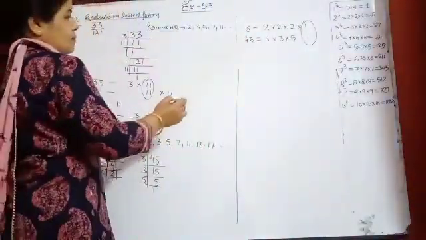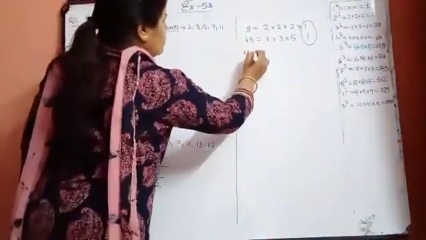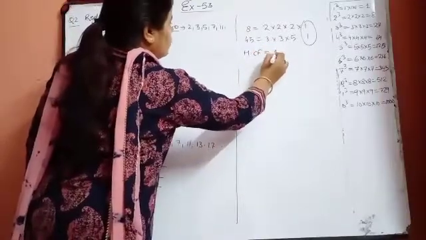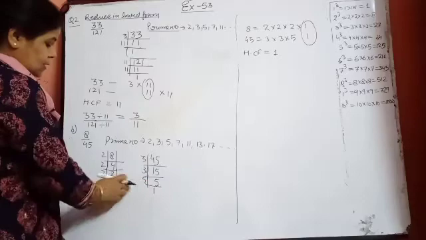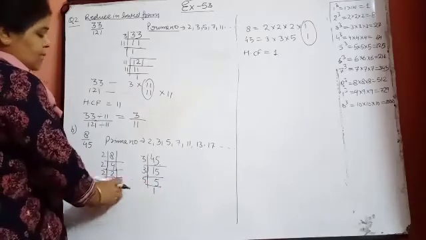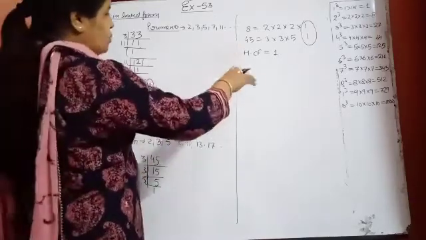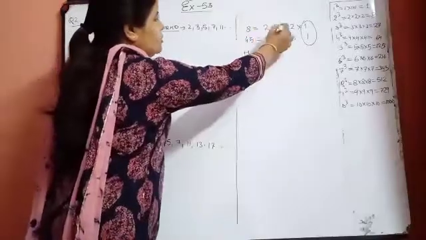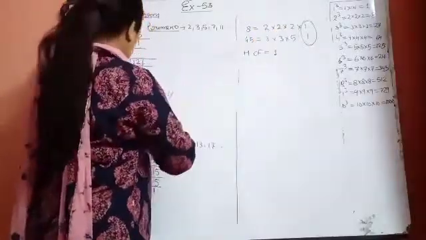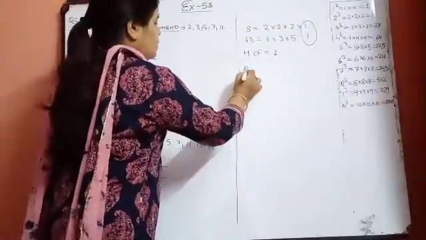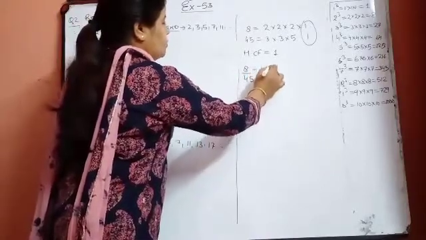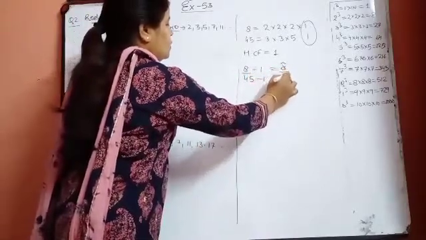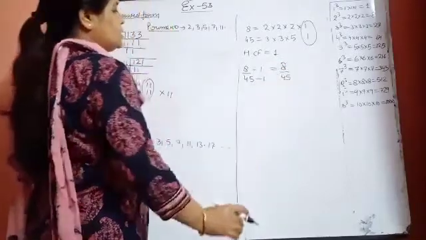So what will you do? The SCF of both is 1. You can see that 1 and 1 are coming at the last of both prime factorizations, so the SCF will be 1. Nothing else is common. So divide 8 upon 45 by 1 and by 1. What will come? 8 upon 45. It will be your lowest form.